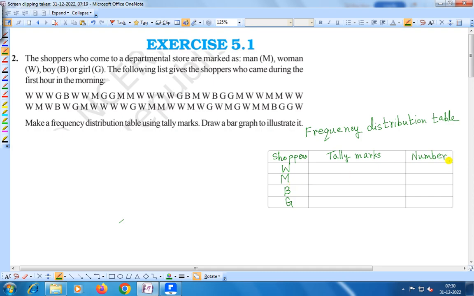Right? Number of women we have to count here, W. That is 1, 2, 3, 4, 5, 6, 7, 8, 9, 10, 11, 12, 13, 14, 15, 16, 17, 18, 19, 20, 21, 22, 23, 24, 25, 26, 27, 28. Right? Number is 28.